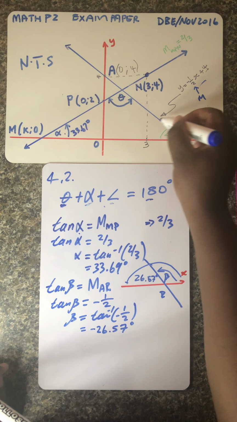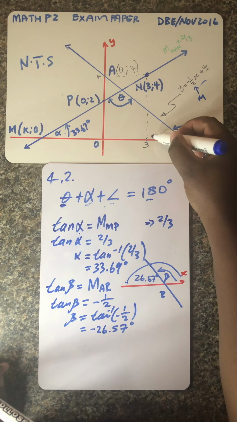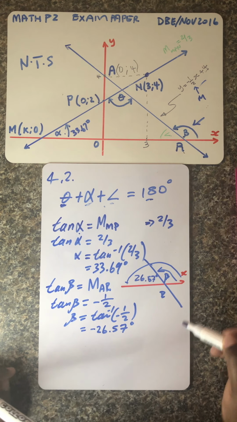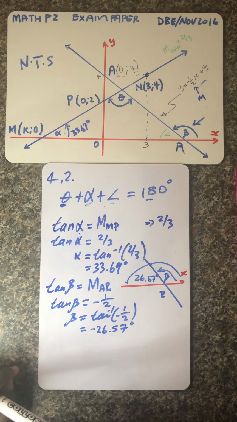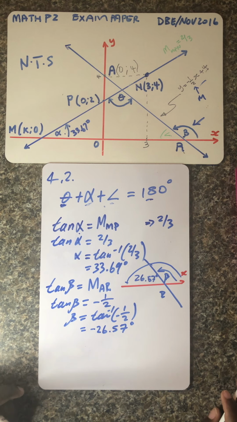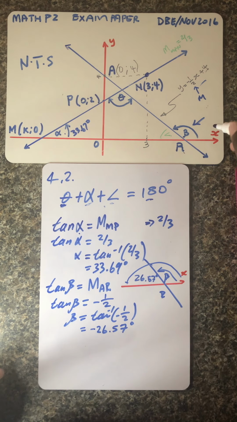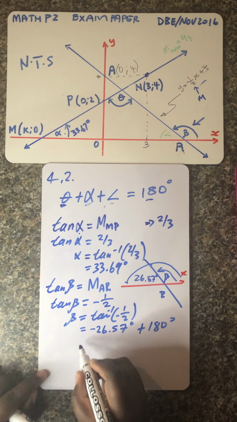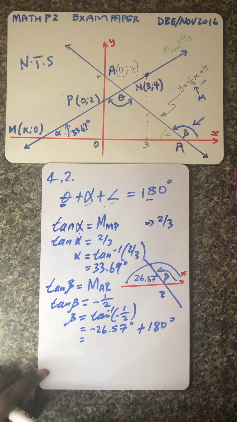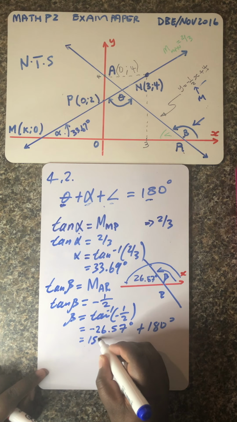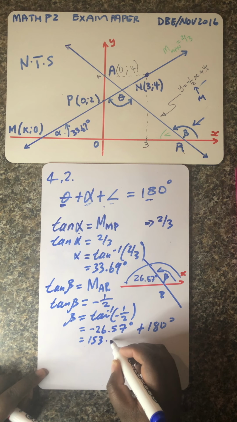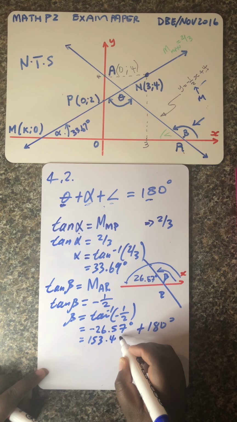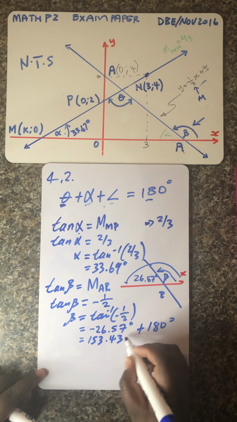From that straight line, this is 180 degrees. If we subtract this negative angle, then we get that angle, even though it's not the angle that we're looking for. So if we want to calculate the angle of beta, you just add 180 degrees. The answer that you get is 153.434, so it becomes 43.